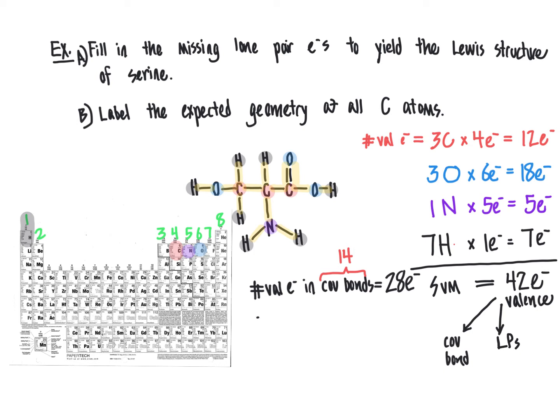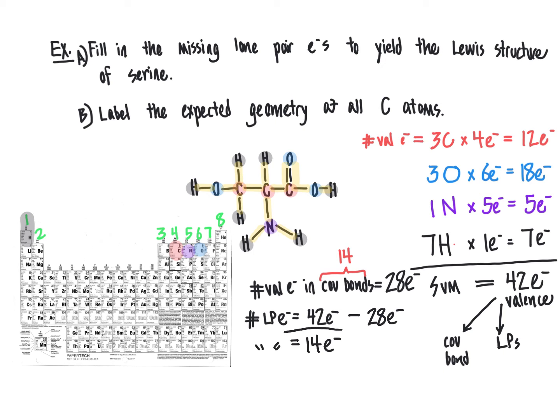Now, to determine the number of lone pair electrons, we're going to subtract the total number of valence electrons, which was 42. That's the total number that are present in the molecule as a whole, so 42 electrons, minus the number that we've already accounted for that are in covalent bonds, which was 28 electrons. So 42 minus 28 electrons, doing the math there, is going to give us a total of 14 electrons that need to be found in lone pairs.